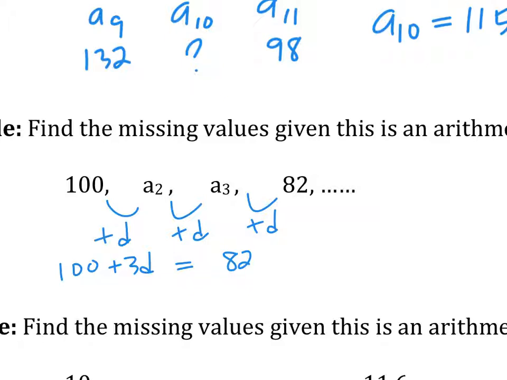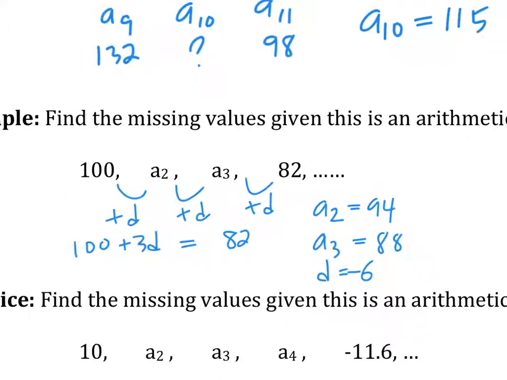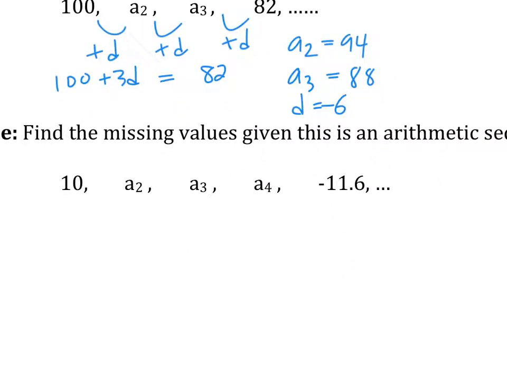Hey, Giselle, what do you get for A2? 94? Okay, and then Chad, what do you get for A3? 88. Good. So D is 6. Minus 6, sorry. Minus 6. All right, let's have you try this one. Okay, Evan, what'd you get for D? 5.4? Positive? Negative 5.4. The numbers are getting smaller.